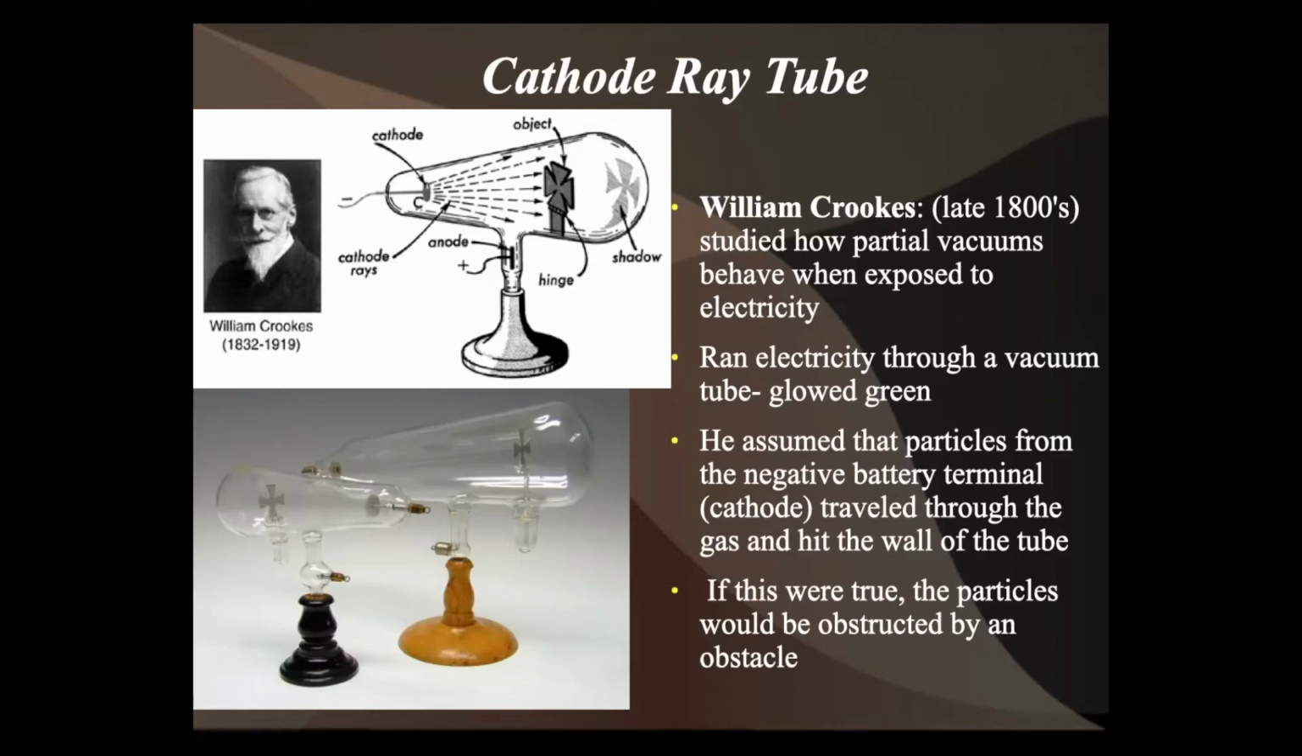And to prove that they were really particles, he made this cathode ray to see if there was a shadow cast on the wall, because if there was, that would prove that there actually were these particles that were being hit by the cross and not passing through.